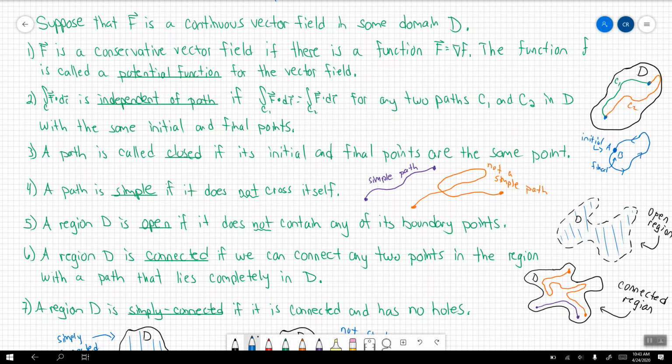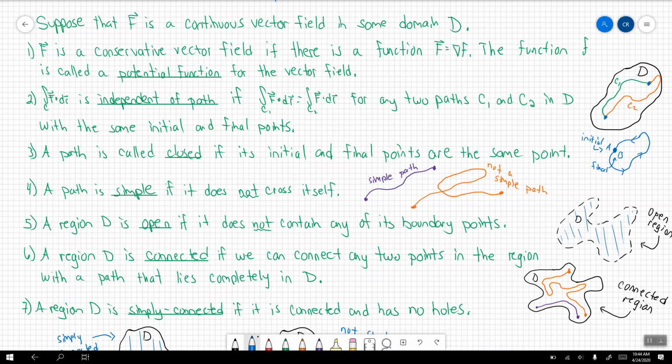So if we have two different curves, and I gave you a small depiction over here on the right hand side, call these C1 and C2, where C1 and C2 have the same starting point and the same ending point, then if this is independent of path, the two line integrals for that vector field through those different curves must be equal to one another.